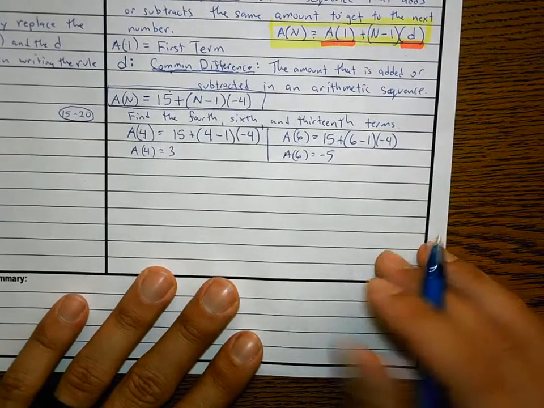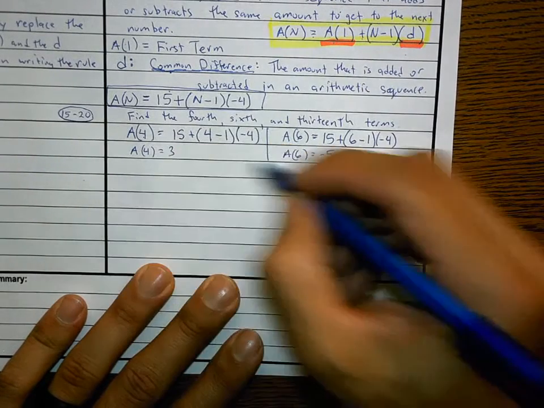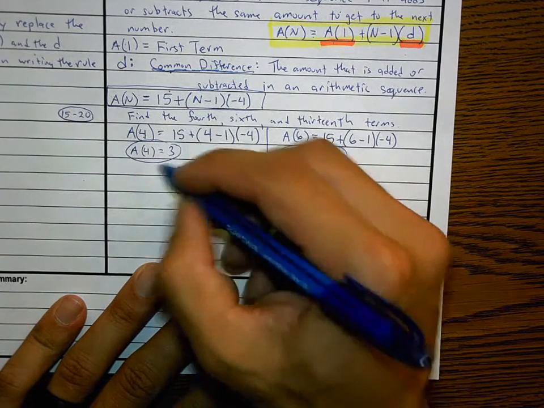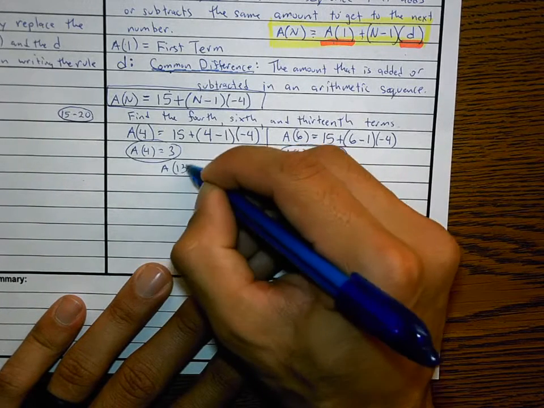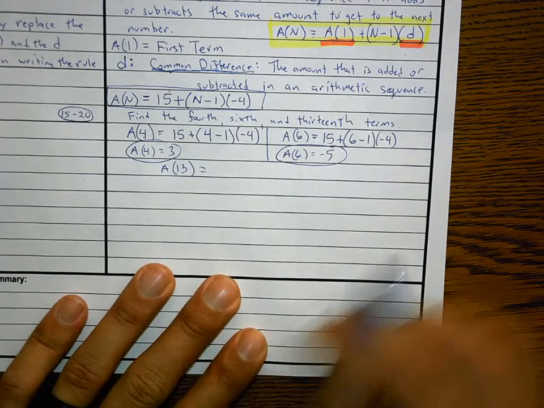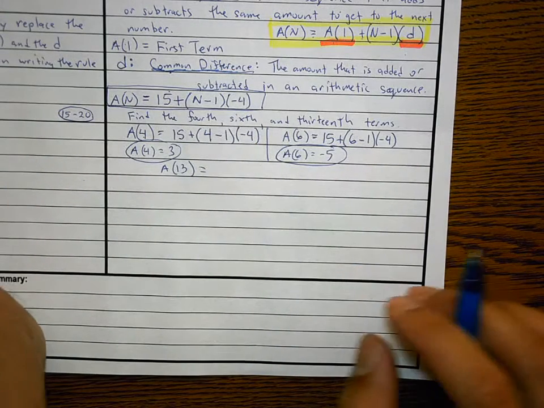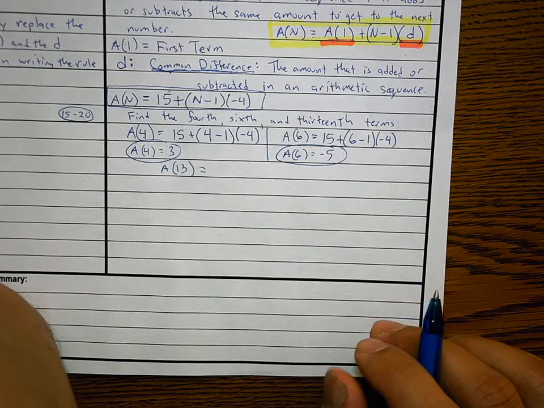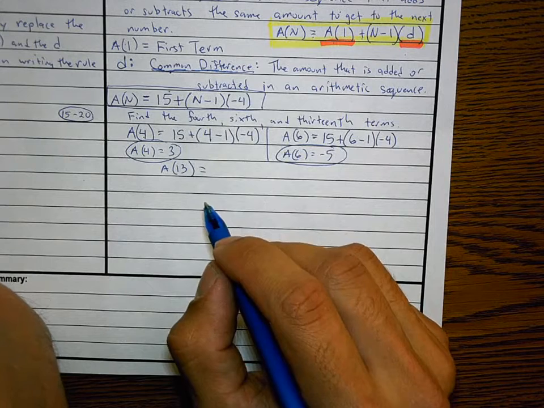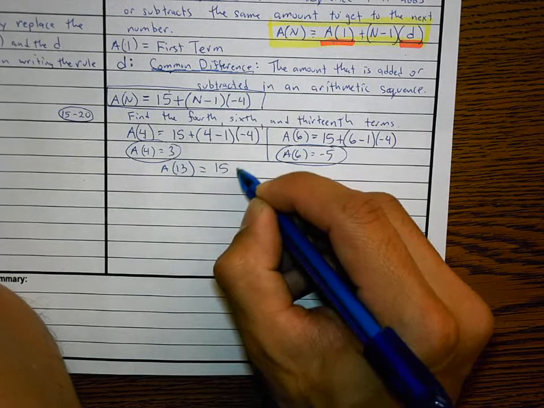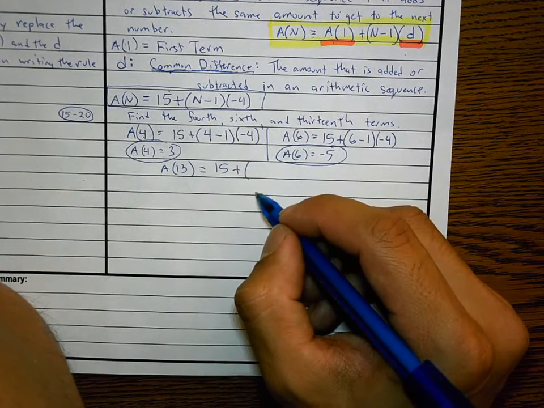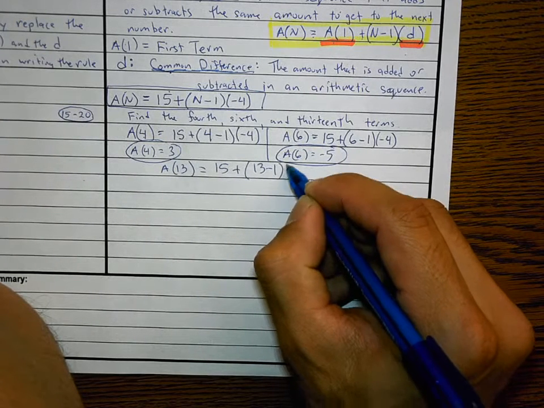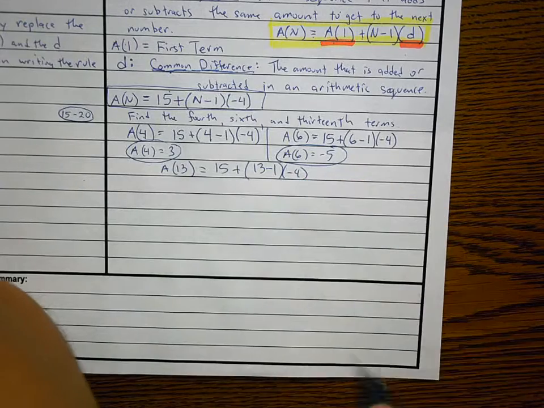And the last one, A of 13. So here's our 6th term. Here's our 4th term. Let's do A of 13 equals. Michaela, what am I going to write to find the 13th term? Do you know? 15 plus. Good. Parentheses. Good. 13 minus 1. And then parentheses, negative 4, in parentheses, because we're multiplying by it. Perfect. Absolutely.